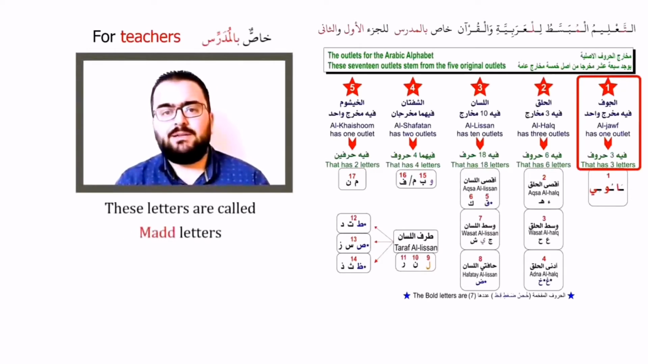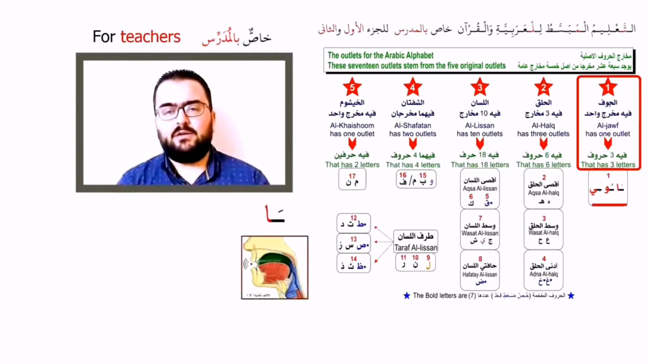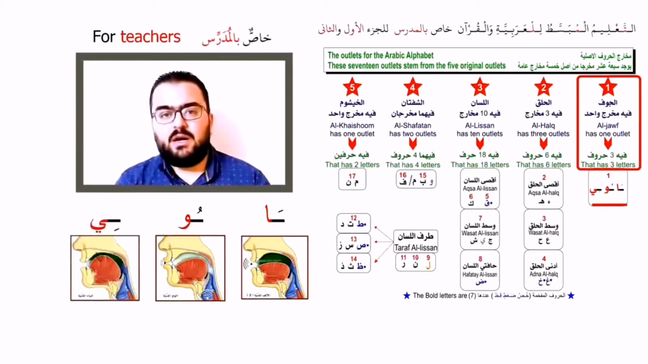These letters are called mad letters, and they are consonant alif that comes after a letter that is pronounced with the haraka of fatha, where it shall be pronounced as follows: consonant waw that comes after a letter that is pronounced with the haraka of dhamma, where it shall be pronounced as oo. Consonant ya that comes after a letter which is pronounced with the haraka of kasra, where we shall pronounce it as e. The outlet of Al-Jawf is only for these 3 letters, or as we call them, mad letters.